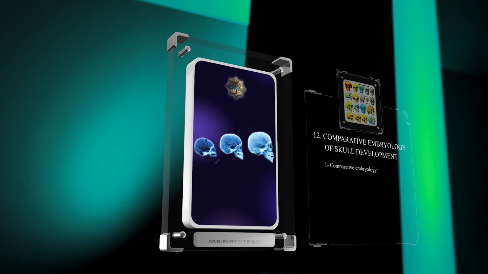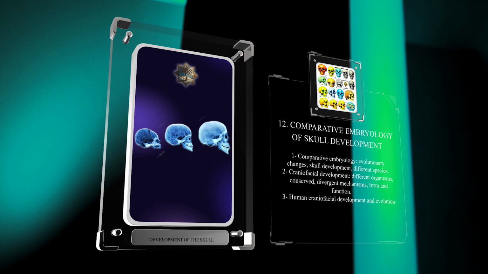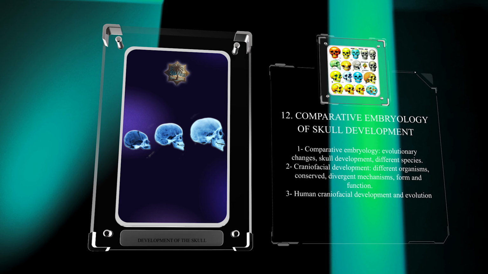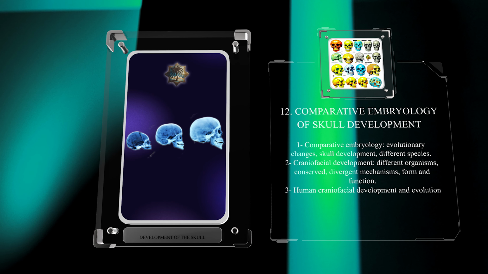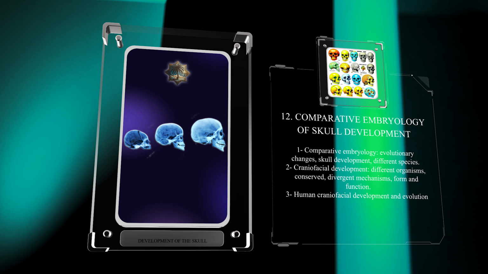Comparative embryology allows us to understand the evolutionary changes in skull development among different species. By comparing the craniofacial development of different organisms, we can elucidate conserved and divergent mechanisms shaping the skull's form and function. This knowledge contributes to our understanding of human craniofacial development and evolution.